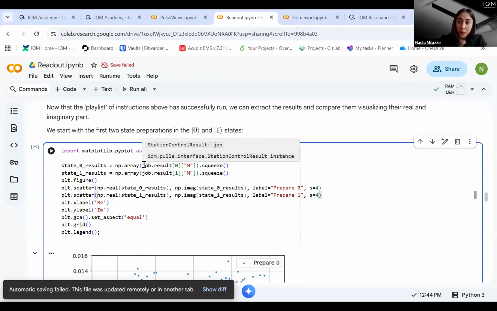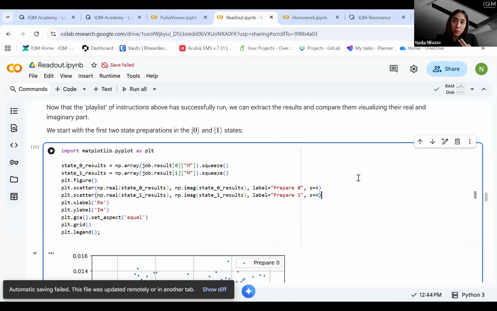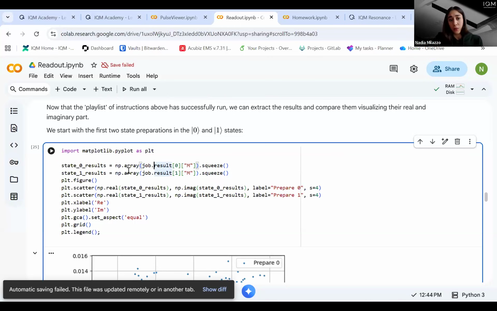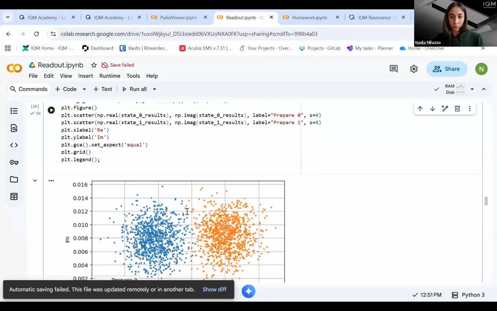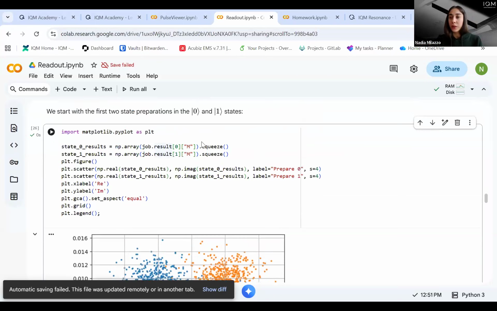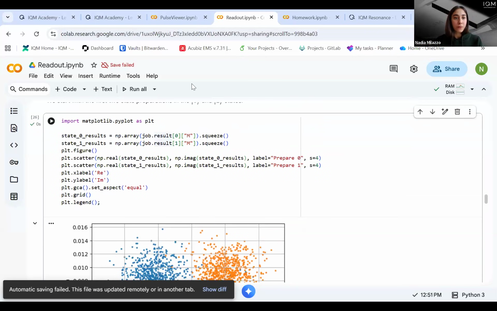So if you remember in our state preparation, we had 3 different states. We had the 0, the 1, and the superposition. And this index here indexes the different states. So we will have a result for the 0, a result for the 1, and a result for the superposition. So actually what I did here was just to show you the result 2 that was corresponding to superposition. But if we want to see the original result, this was the original result for 0 and 1. So I hope I answered your question.